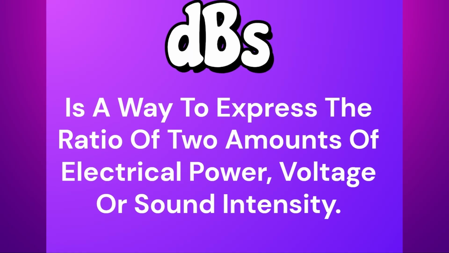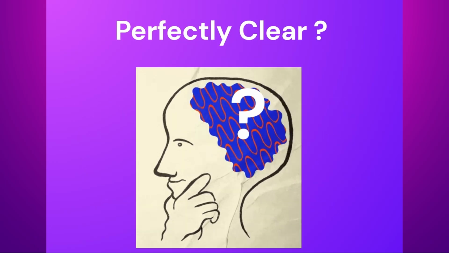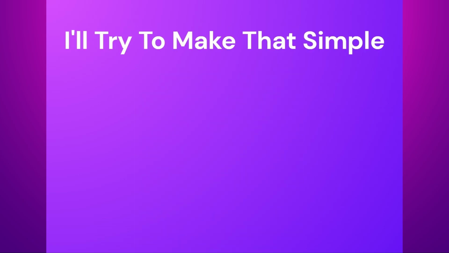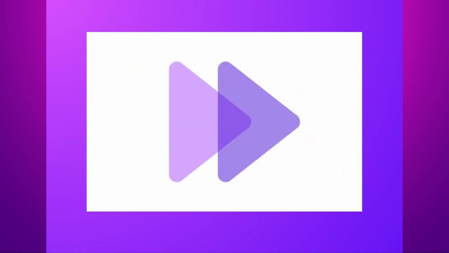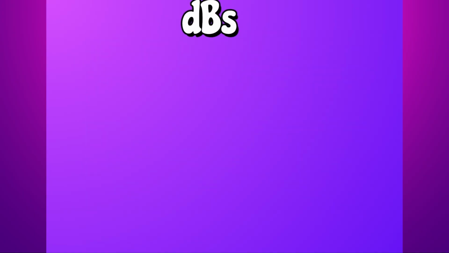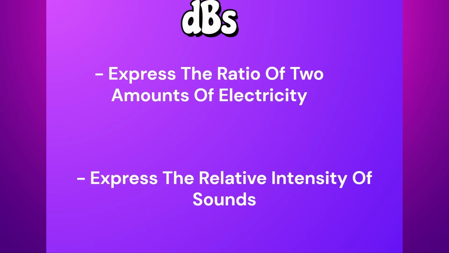Here's an explanation. A dB is a way to express the ratio of two amounts of electrical power, voltage, or sound. Perfectly clear, right? Oh, I doubt it. I'll try to make it simple. Let's move ahead. As I just mentioned, dBs can measure the difference in ratio between electricity or volume of a sound. So, how do we use the term dB?